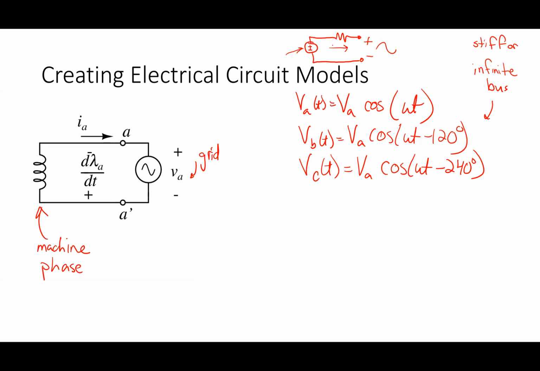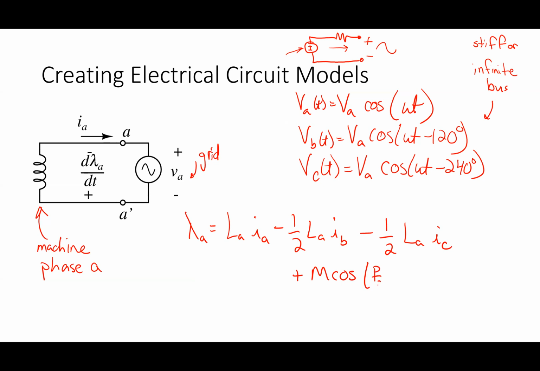All right, now the circuit model for the machine. This is the machine phase A, and I'm connecting that thing up to that, which means I need to figure out d lambda A by dt. So I've got to start out with my lambda A. My lambda A was supposedly LA IA minus 1/2 LA IB minus 1/2 LA IC plus M cosine P over 2 theta R times IF.